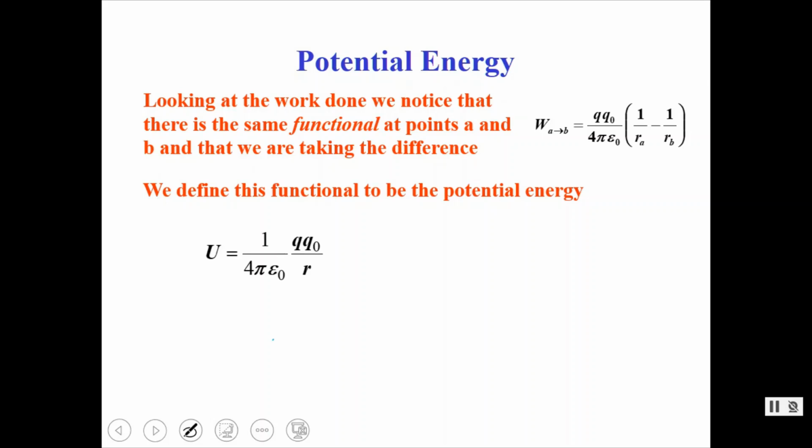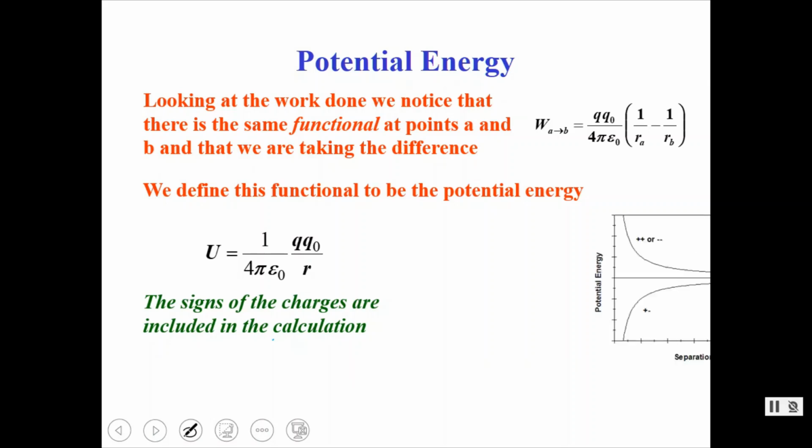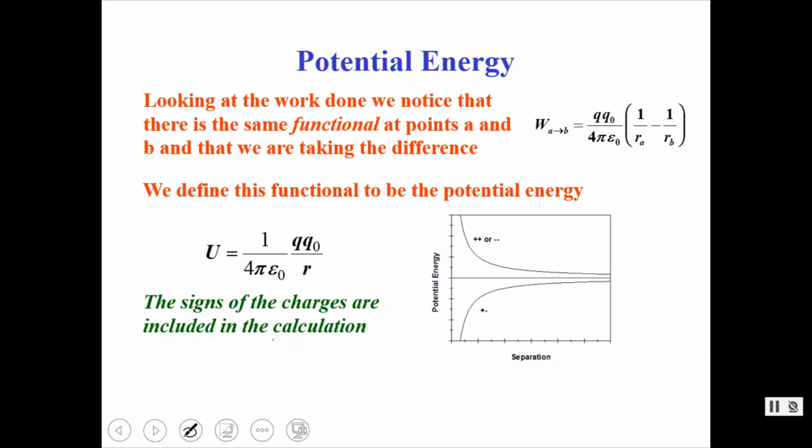This is really similar to the way the gravitational force and the gravitational potential energy relate, with 1 over r squared for force and 1 over r for potential energy. But the difference is you have to include the signs of the charges in the calculation. So if both of the charges are positive, your potential energy is going to be positive. If both of the charges are negative, your potential energy is still positive, because a negative times a negative is positive. The only time you get negative potential energy is if you have opposite signs.